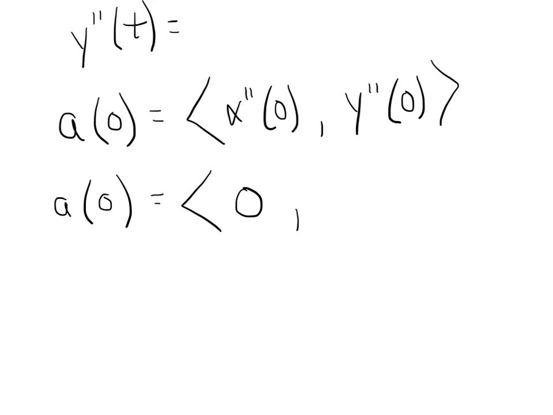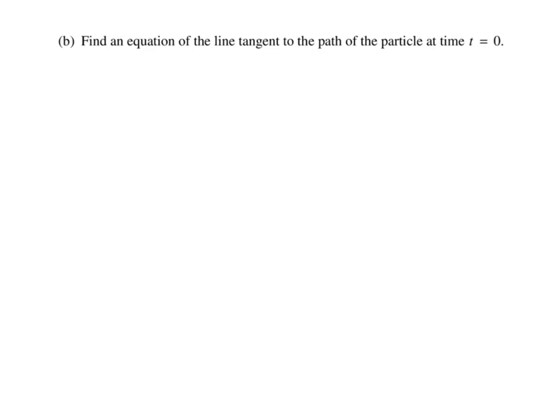I got 0 for the x double prime of 0, and then I got negative 3 for y double prime of 0. So hopefully you agree with those. Before we get started on B, probably the most important thing back there in the stem was they said at the moment when t equals 0, the particle is positioned at (4, 1).